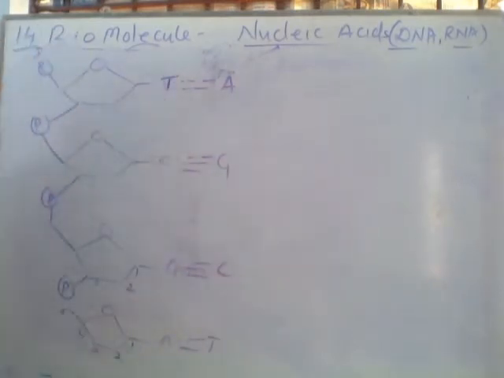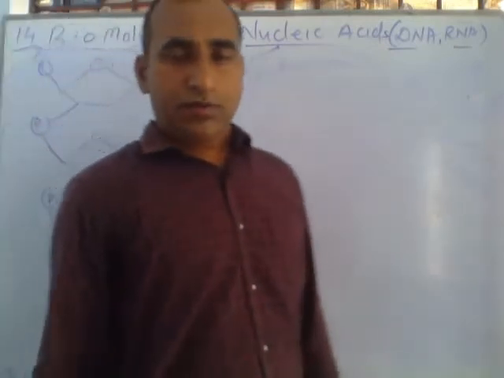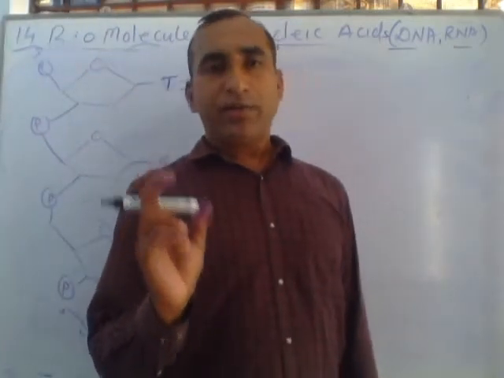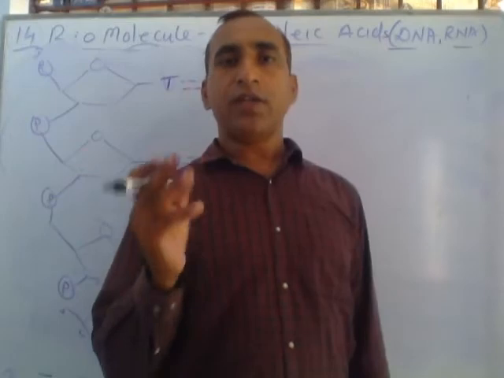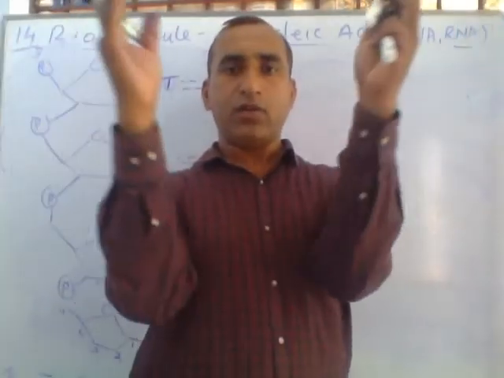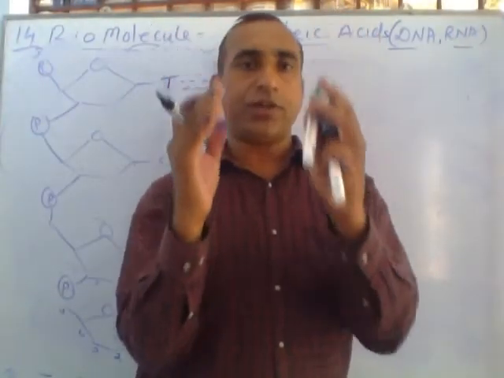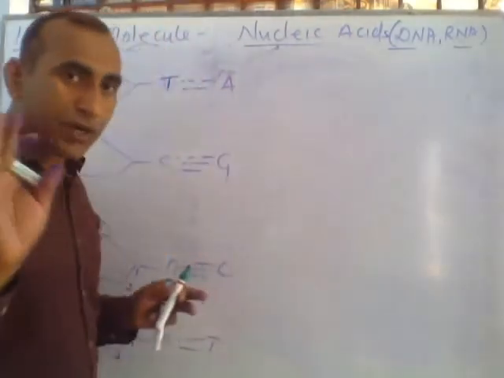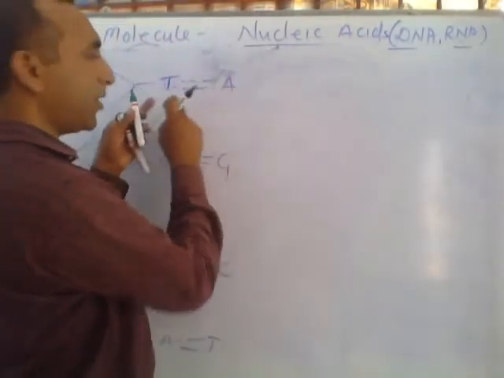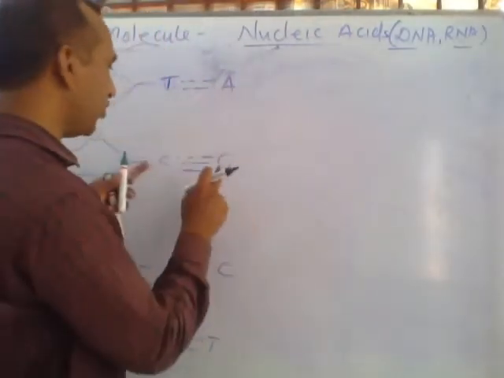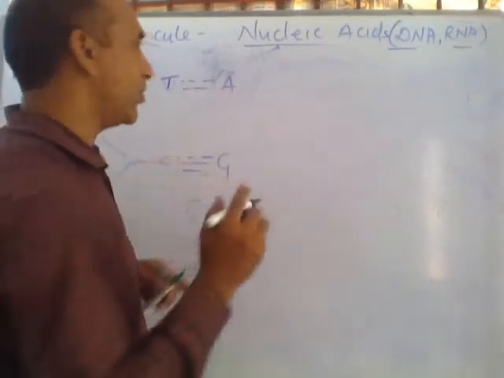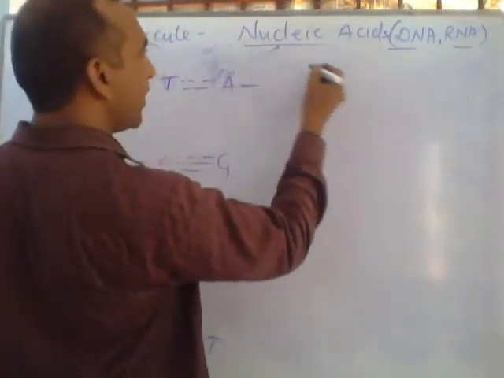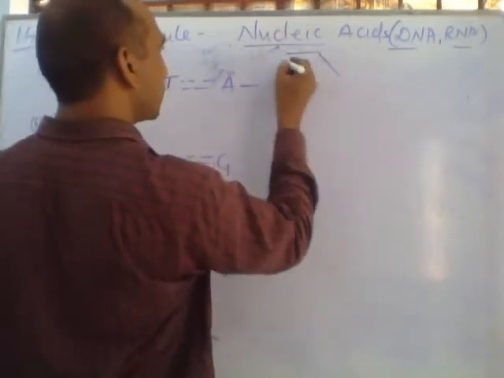This is a single sequence. It means between these two nitrogen bases hydrogen bonds are present, and these hydrogen bonds join together these two strands of DNA. But remember, between adenine and thymine, two hydrogen bonds. Between guanine and cytosine, there are three hydrogen bonds. This again is joined with another chain here.